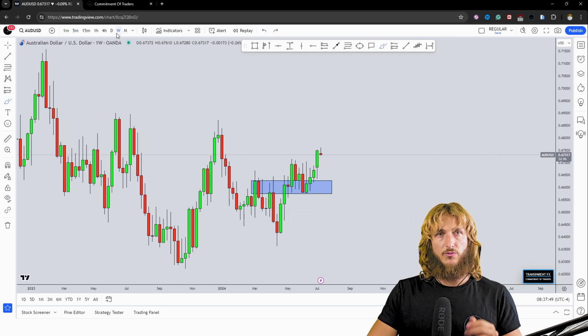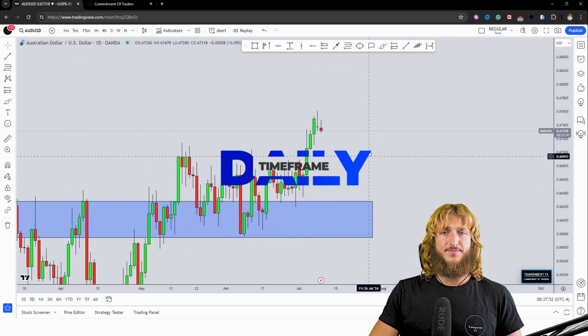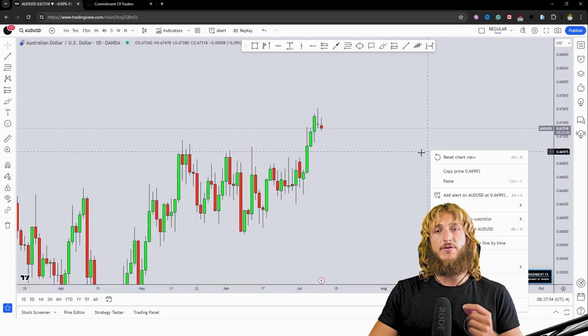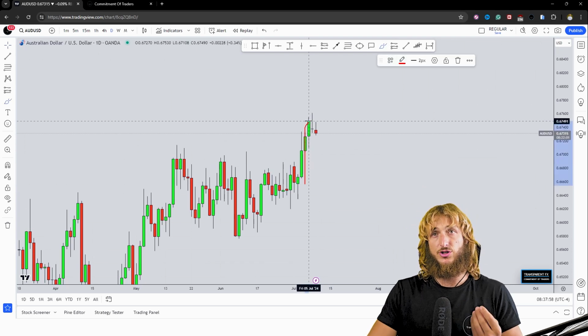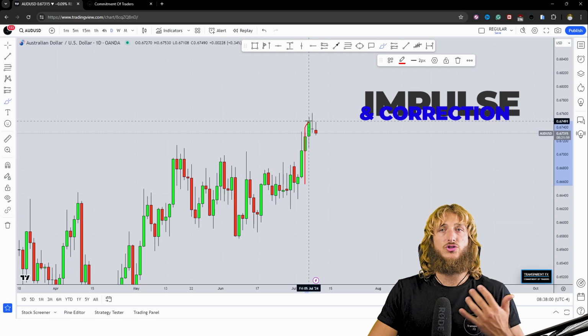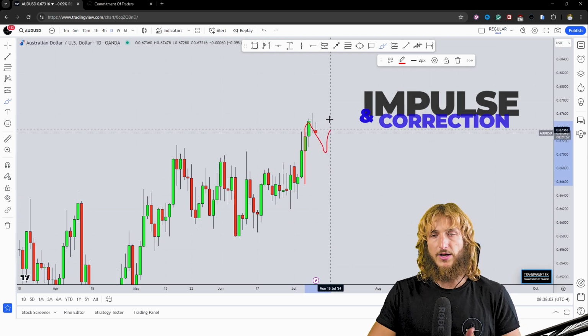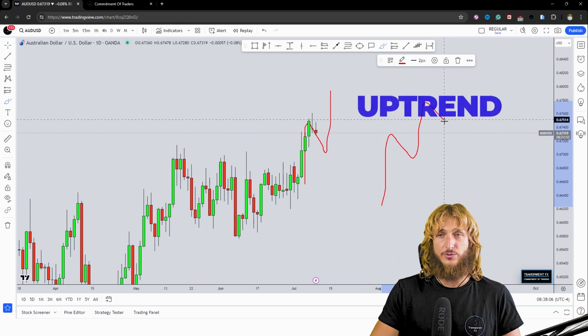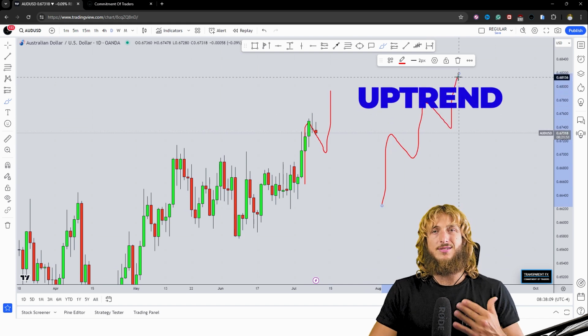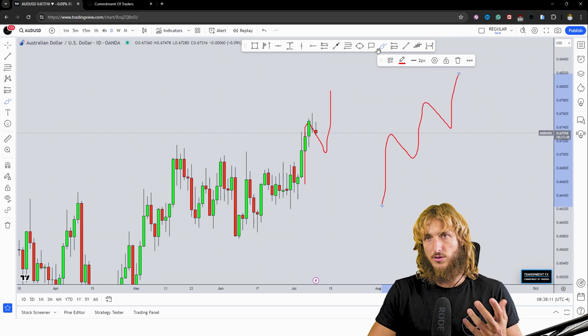We can also notice, if we go down on the daily time frame, that the market has just printed a very strong impulse to the upside. Now, after the creation of such a strong impulse, what you would naturally expect is first a correction and then the continuation to the upside, essentially for the market to establish an uptrend, which by definition is a series of higher highs and higher lows.